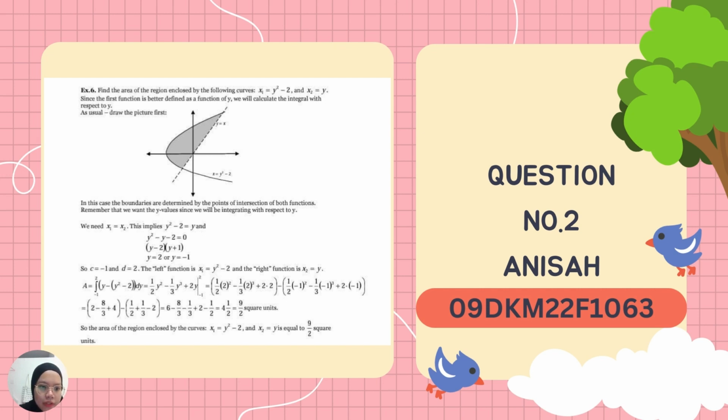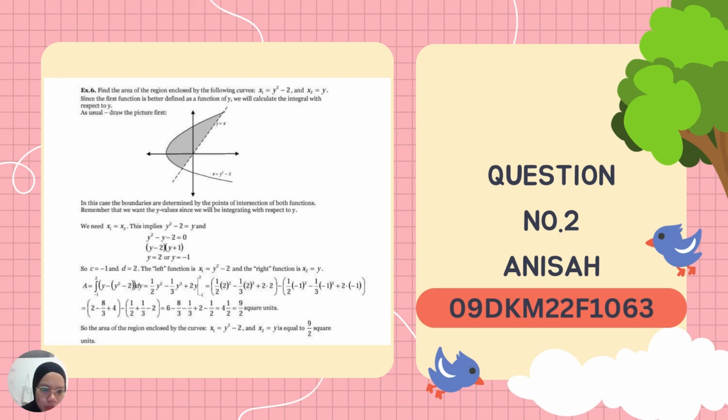y minus in bracket (y squared minus 2). We will multiply this negative symbol inside this equation, y squared minus 2. So we will get 1 over 2. We will integrate, and this is the integration after that: 1 over 2 y squared minus 1 over 3 y cubed plus 2y. This number we get from the upper limit and lower limit.